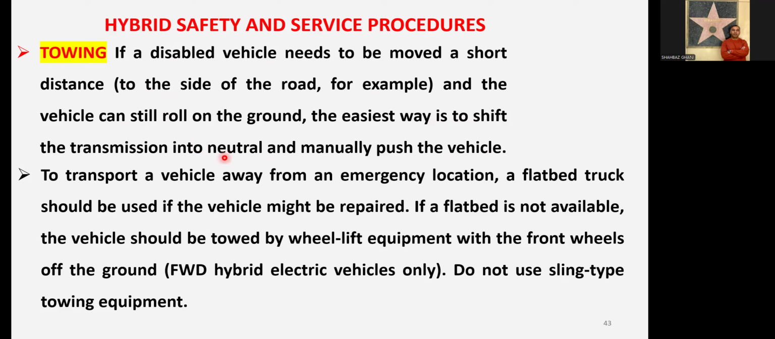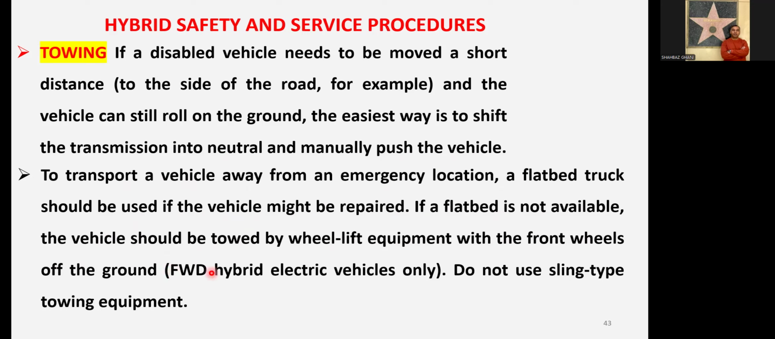So the shift lever of your automatic transmission has to be in the neutral position, and you manually push the vehicle. To transport the vehicle away from an emergency location, a flatbed truck should be used if the vehicle might be repaired. If a flatbed is not available, the vehicle should be towed by wheel lifting equipment with the front wheels off the ground.